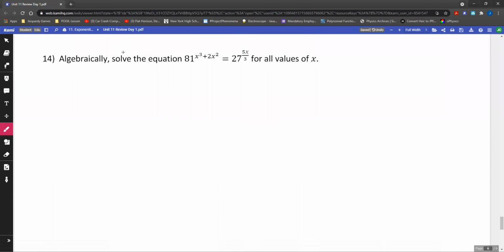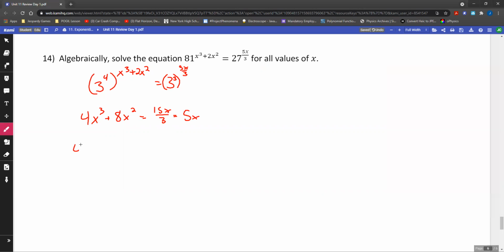For this, they want us to solve this for all the values of x. So again, we do our standard where we're trying to rewrite our equations with the same base. So 3 to the 4th is 81. 27 is 3 cubed. Multiply the old and new exponents. So this becomes 4x cubed plus 8x squared. That becomes 15x over 3, which actually simplifies just to 5x.